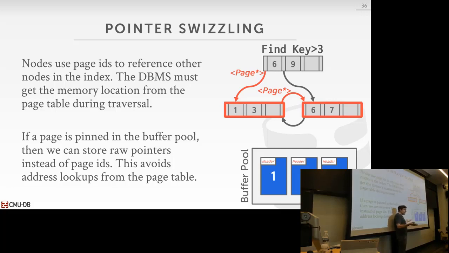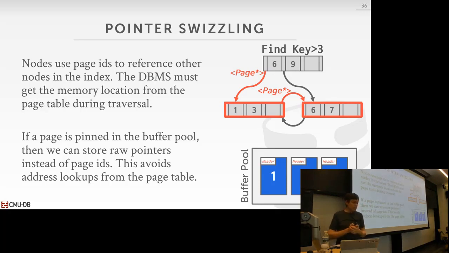Well, maybe not for the leaf nodes, but at least for the upper levels, the root and maybe the second level, those things are going to be super hot because I'm always going to have to go through them to get down to the leaf nodes. So maybe it's not that big of a deal for me to pin those pages, and they're going to be relatively small compared to the size of the entire tree. And then I can use this optimization because I know my pointers are always going to be valid. So this one is actually very common. Pointer swizzling is used in pretty much every major system.